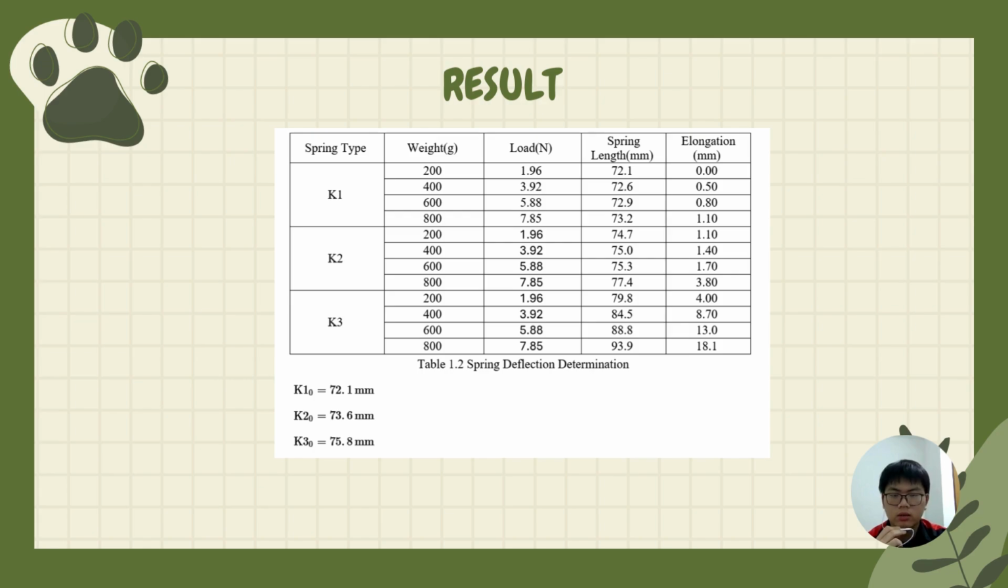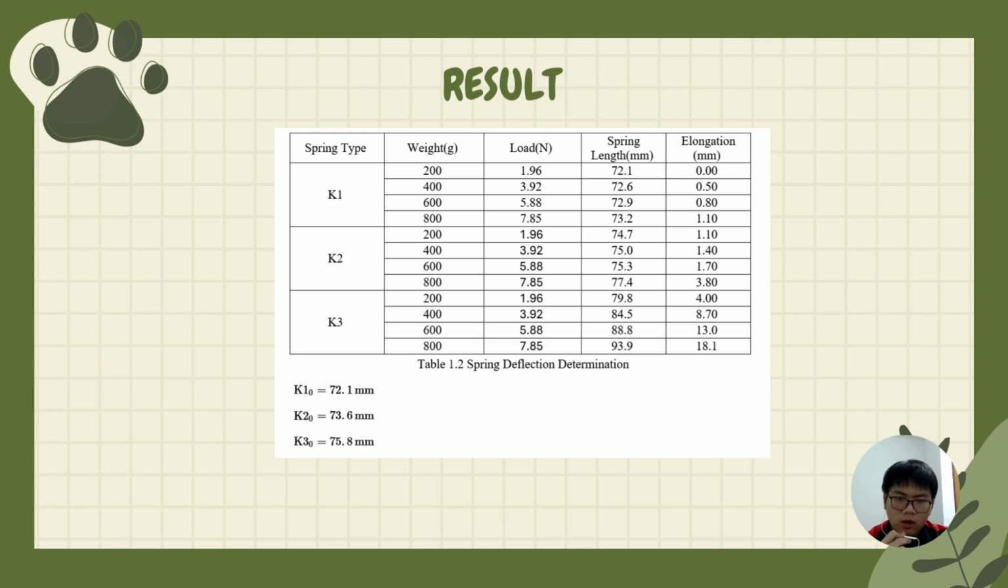Today, I'm going to present the results for our title, undamped beam oscillation. As we can see from the slide, we have three types of spring with initial lengths of 72.1 mm, 73.6 mm, and 75.8 mm. All three of them take the same weights: 200 gram, 400 gram, 600 gram, 800 gram.